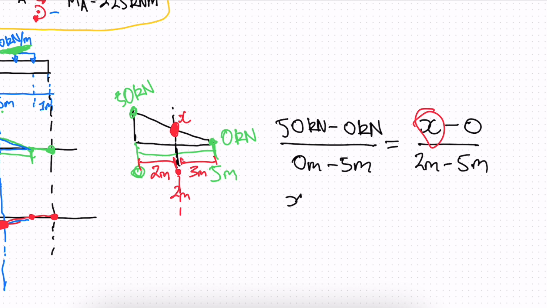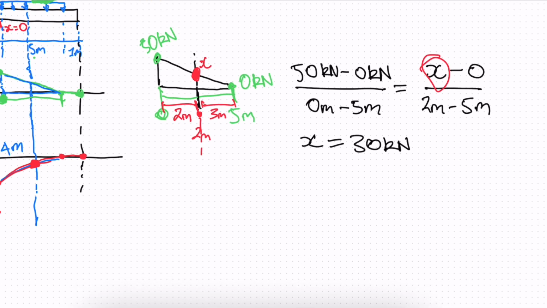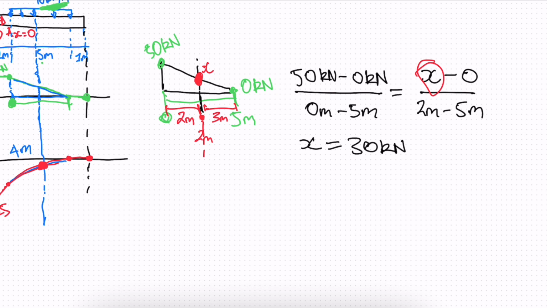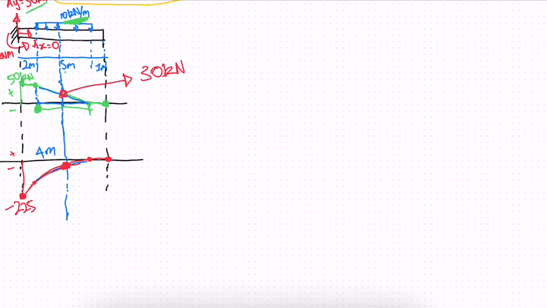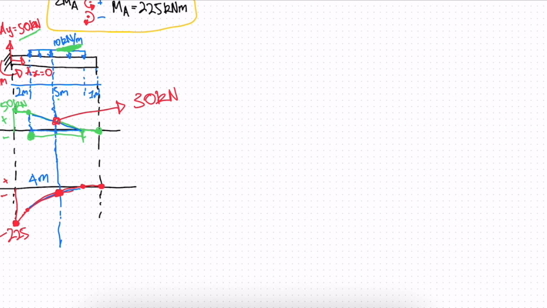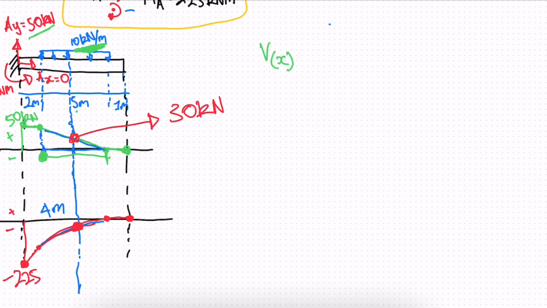we can find our value. So our x value, if we solve for x, will be 30 kilonewtons. So that's one way we can find our shear value. We found our x value at this point, 30 kilonewtons, using similar triangles, or we can develop our shear function. All right, so let's find our shear function and our moment function.